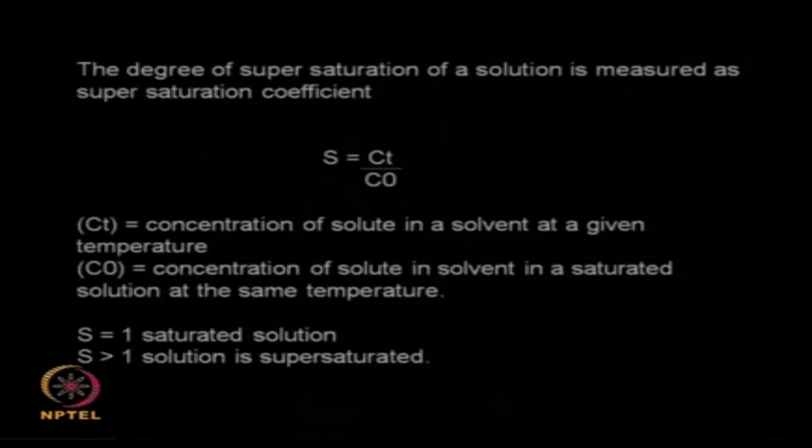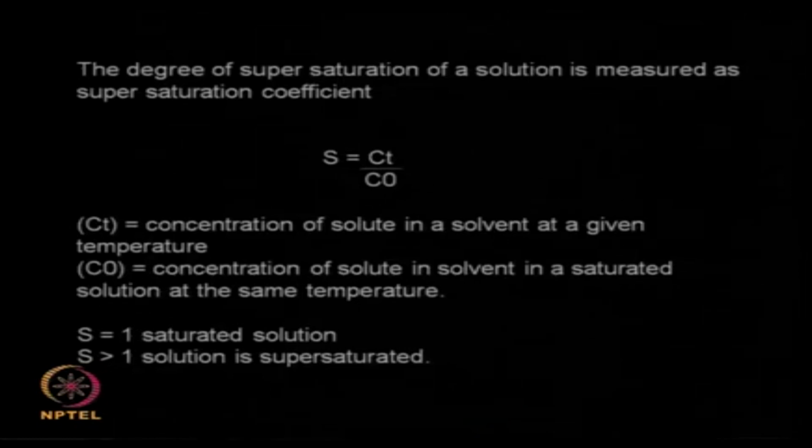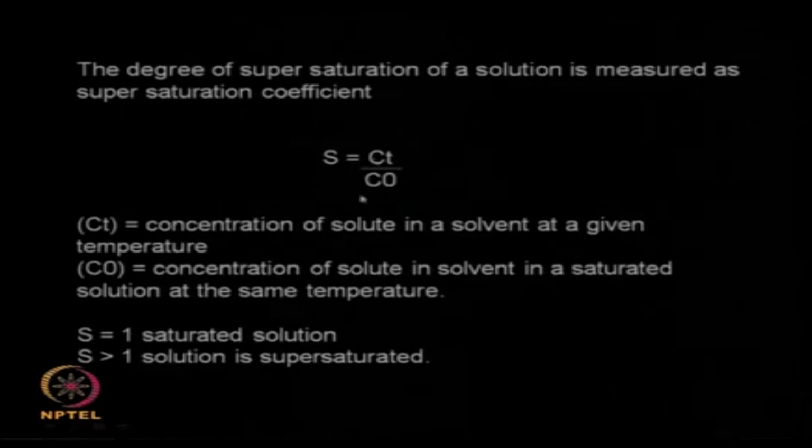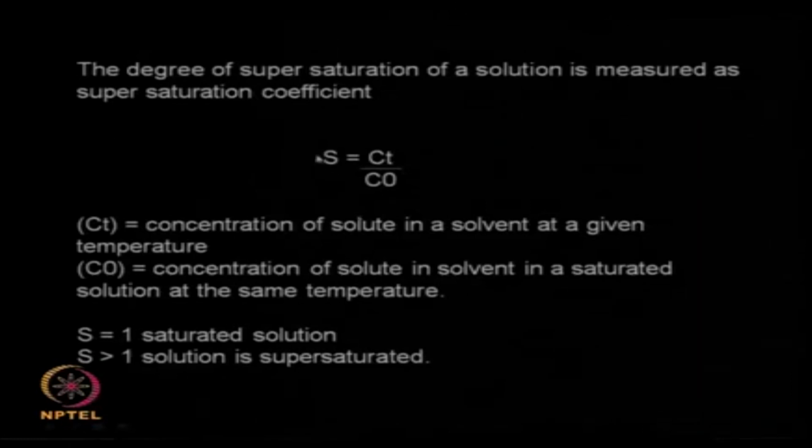The degree of supersaturation can be measured in terms of a number which is called the supersaturation coefficient. Okay. So S is equal to Ct, the concentration of the solute in a solvent at a given temperature, divided by C naught, the concentration of the solute in the solvent in a saturated solution at the same temperature. So C naught is the concentration at saturation, and Ct is the concentration currently present in the solution. If S is equal to 1, your solution is saturated. If S is greater than 1, the solution is supersaturated. Whereas if S is less than 1, it is undersaturated. That means we can still add more solute, and that solute will dissolve freely in the solvent.